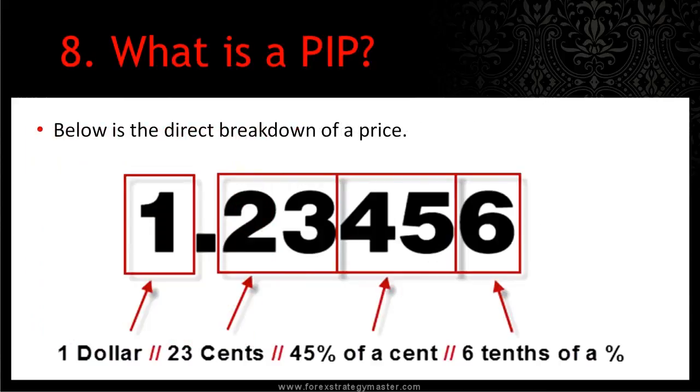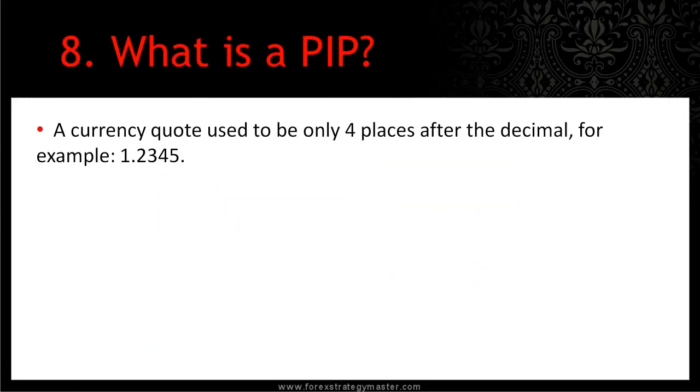Now below is a direct breakdown of the price. We can see the 1, this is 1, 2, 3, 4, 5, 6. The 1 is the dollar. The 23 is 23 cents. The 45 is 45% of 1 cent. So we're almost looking at half a cent. And then the 6 is 1/10 of 1%. So this breakdown is quite a bit. I mean, we're breaking this down into 1/1000th of a cent.